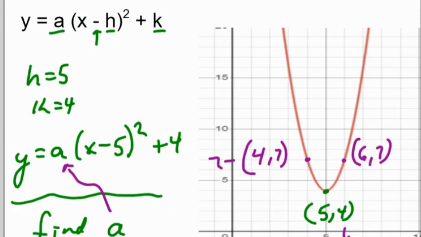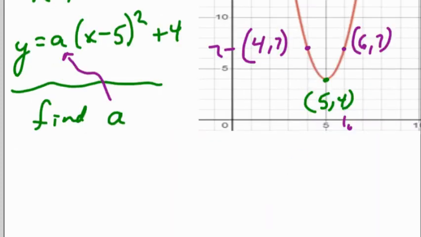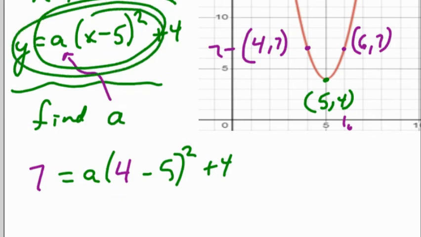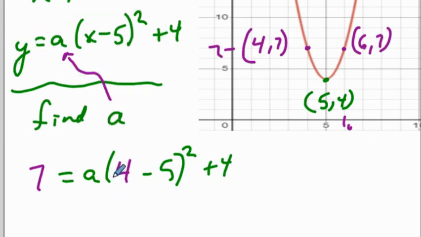All right, so to find a, all I'm going to do is take the equation I had here, y equals a times (x take away 5) squared plus 4. So used to writing it in vertex form. So y is 7, x is 4. So all I've done is take this equation and rewrite it, but I put in the values of x and y. This is just one of the points on the curve. So there's the x and the y. And so now I'm going to solve that.